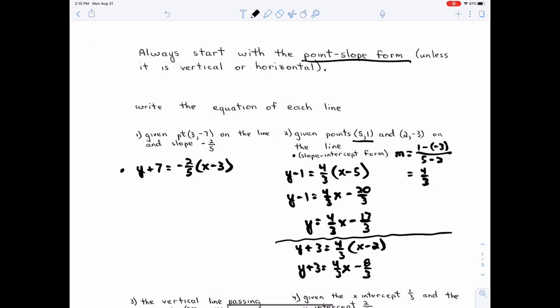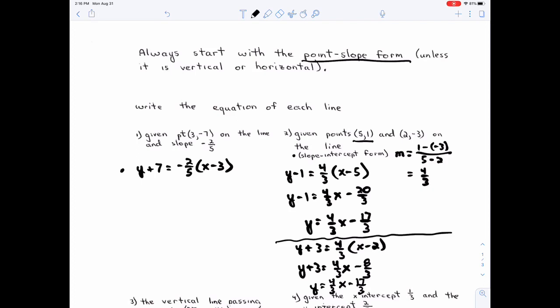And then you would subtract the 3, which would be negative 9/3. So y equals 4/3 x, and then negative 8/3 minus 9/3 is negative 17/3. You'll get the exact same answer. Okay? Now I want to point out something to you.